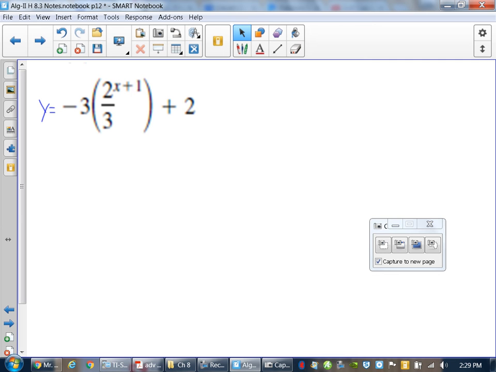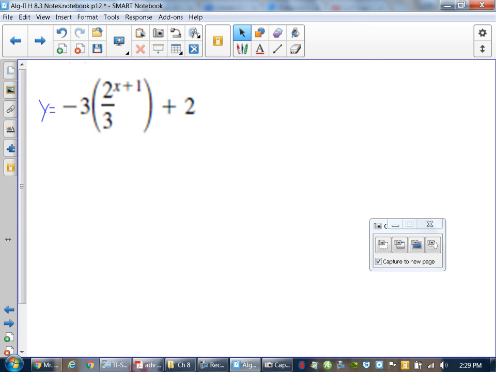Now, when I look at this one, it has to be decay because your b value is less than 1 but greater than 0. I still have an h and a k.